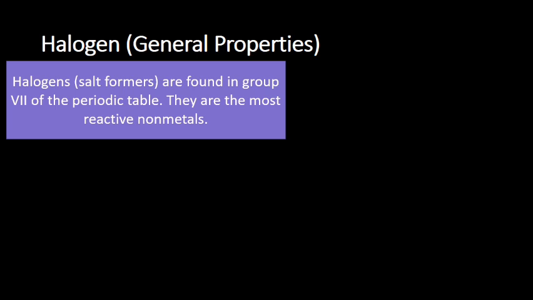This group of elements are reactive nonmetals, which simply means they are very reactive, and because of this reactivity, they don't occur in a free state. So that's why in the sea we can't have just chlorine; we have it combined with sodium to form sodium chloride.